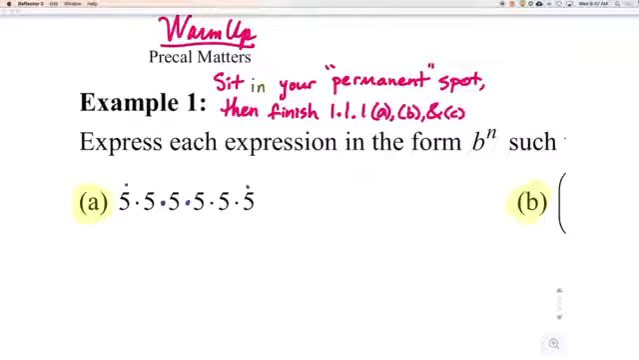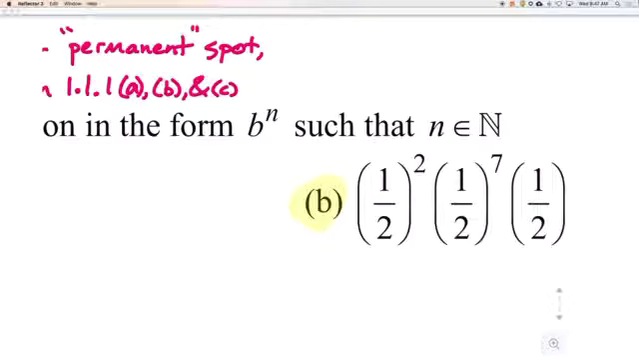Okay. Express each expression in the form b to the n such that n is something. All right. So reading the instructions is kind of important, right? It's not like the manliest thing to do, right? You guys like to say, I'm going to figure this out, right?